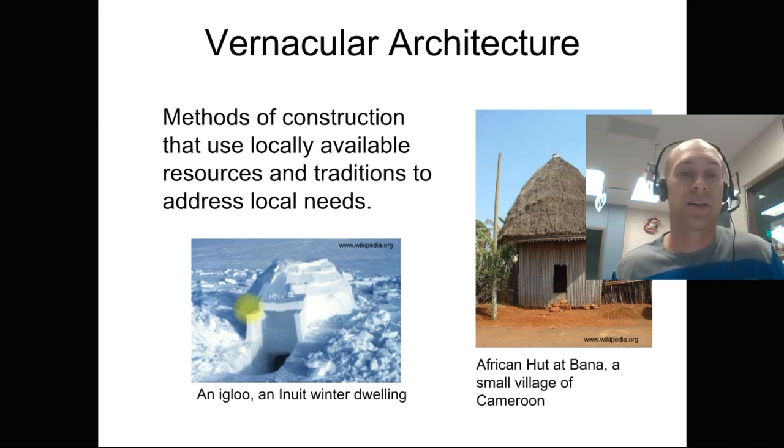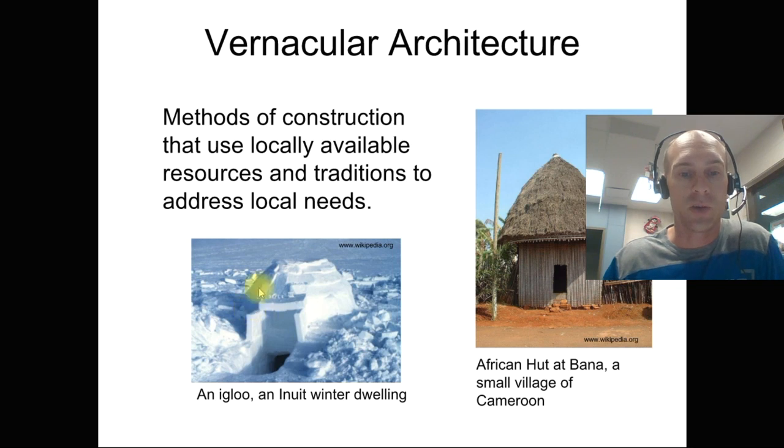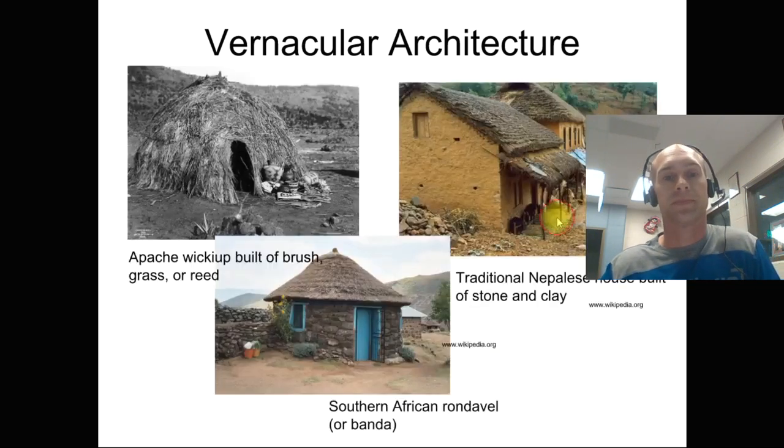Vernacular architecture is a method of construction that uses locally available resources and traditions to address local needs. So vernacular architecture is basically just using what is locally available. And some people think it's kind of a crude way of architecture, just using what's there. But some architects get inspiration from some of these vernacular buildings.